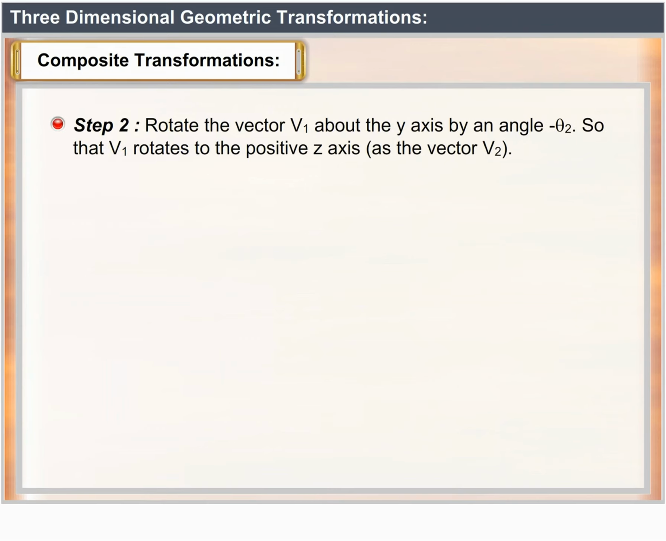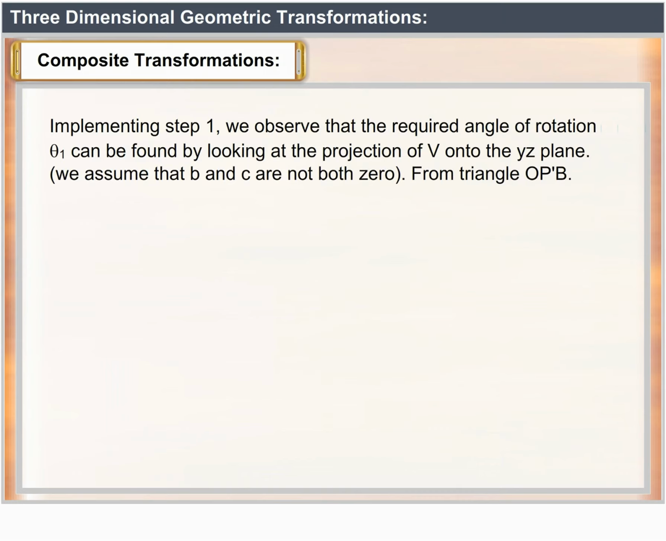Implementing step 1, we observe that the required angle of rotation θ1 can be found by looking at the projection of V onto the yz plane. We assume that b and c are not both 0. From triangle OPB, sin θ1 equals b over square root of b squared plus c squared, and cos θ1 equals c over square root of b squared plus c squared.